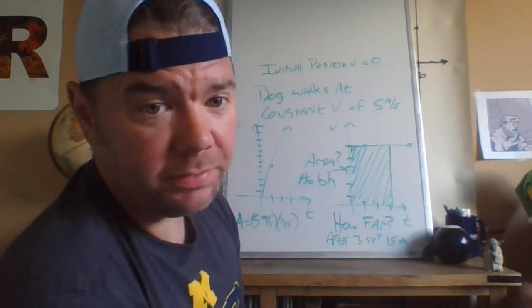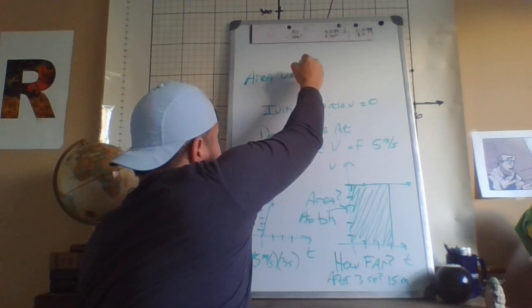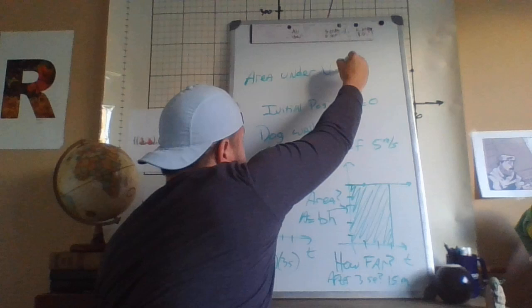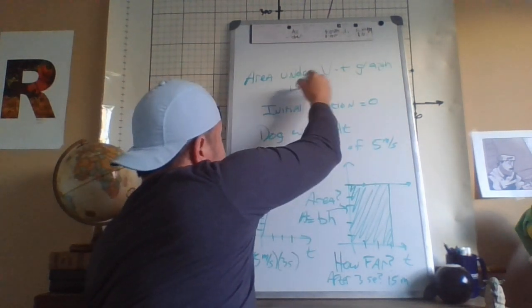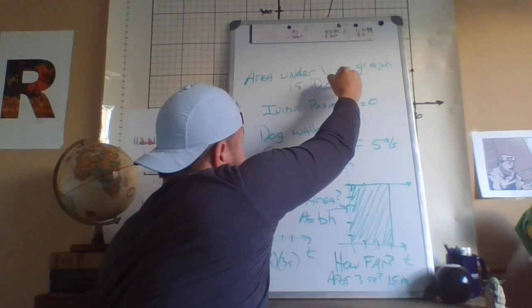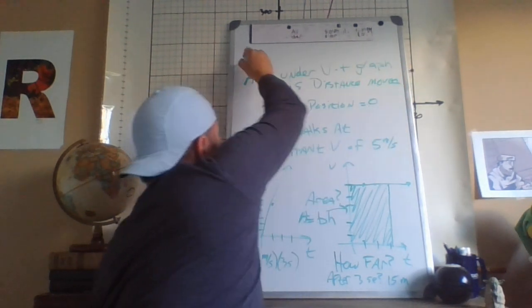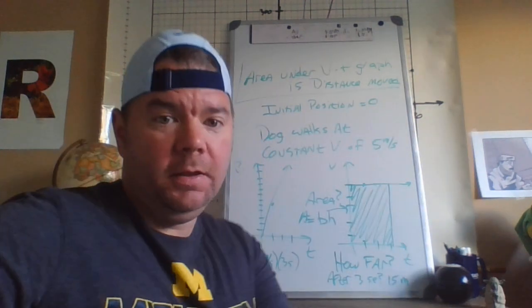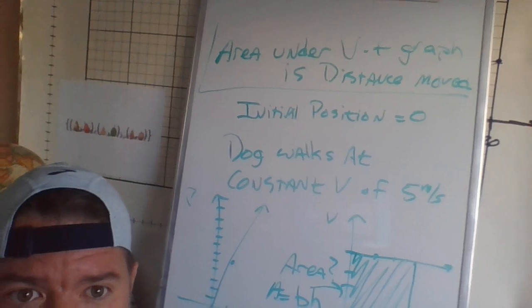So this is the big thing. This is super important, and I'm going to be saying this over and over and over again. Area under velocity time graph is distance moved. Put a box around that. Area under velocity time graph is the distance moved.